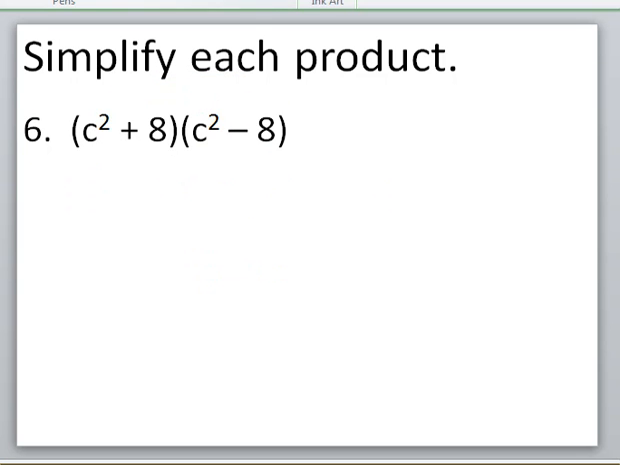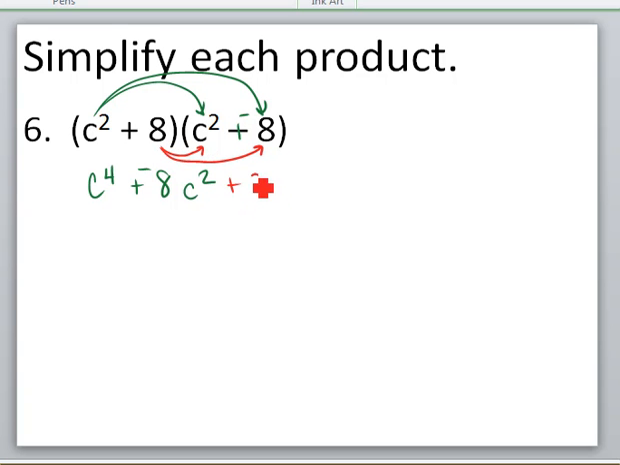Let's see another one of those. I've got c squared times c squared, which is c to the fourth. I've got c squared times negative 8, which would be a negative 8c squared. Then I'm going to take my 8 and distribute it through. Those are my inner terms. And my last terms, 8 times c squared is 8c squared. And then 8 times negative 8 is negative 64. Combine the like terms. I get 0, and then I have minus 64. So c to the fourth minus 64, the middle terms fall out again.